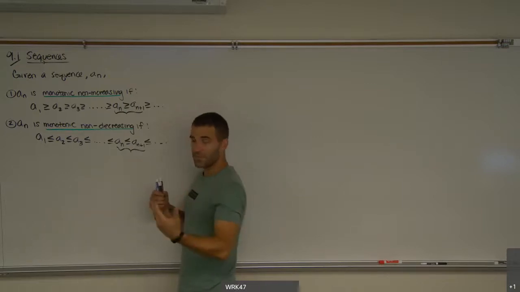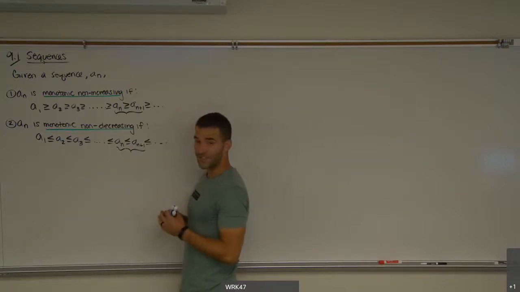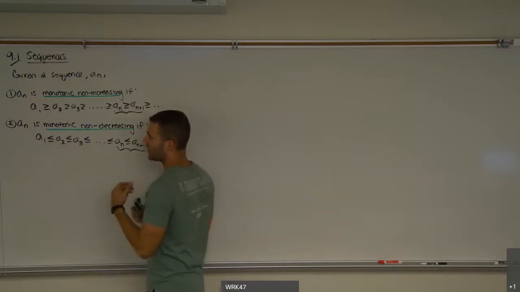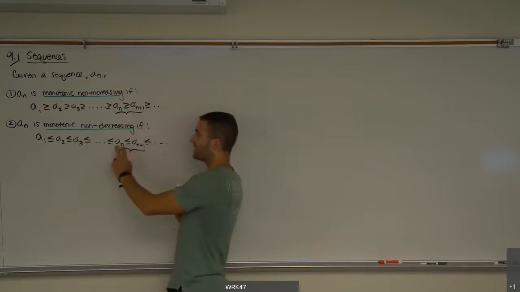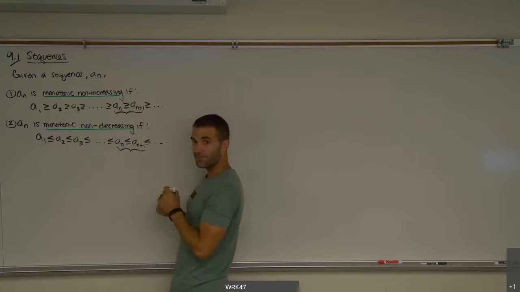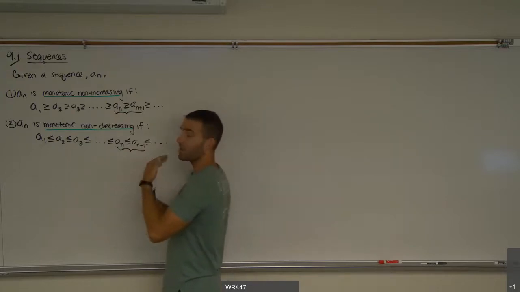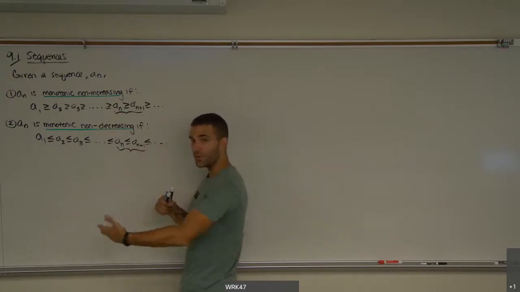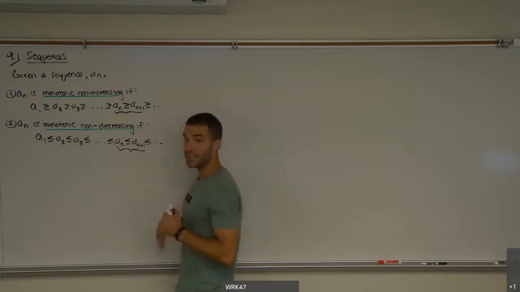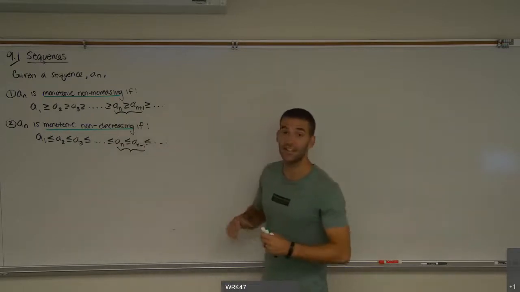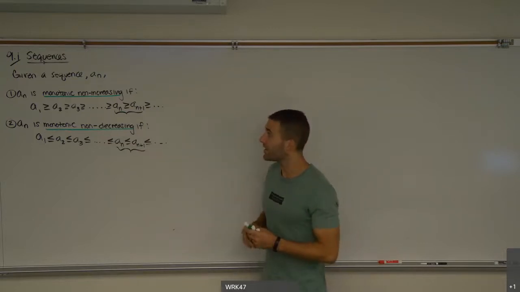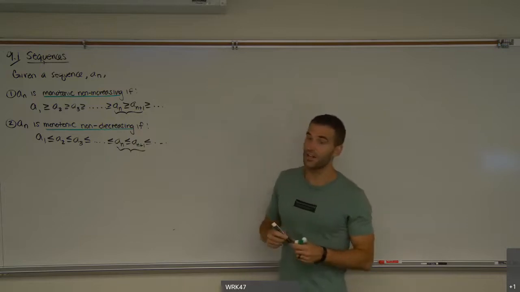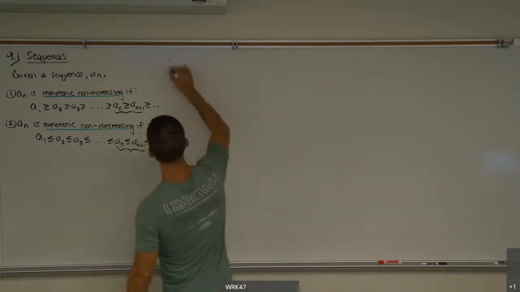The flip side of that would be monotonic non-decreasing. So now a sub 1 is less than or equal to a sub 2, less than or equal to a sub 3, less than or equal to and so on. In general, a sub n is less than or equal to a sub n plus 1. The next term is larger or equal to the previous term. So the sequence is getting larger or staying the same, so it's not getting any smaller. So a property of a sequence could be that it's monotonic non-increasing, or monotonic non-decreasing. There's plenty of sequences that have this property.